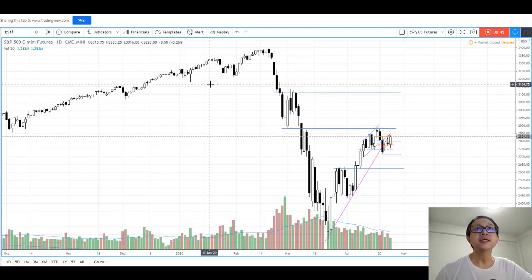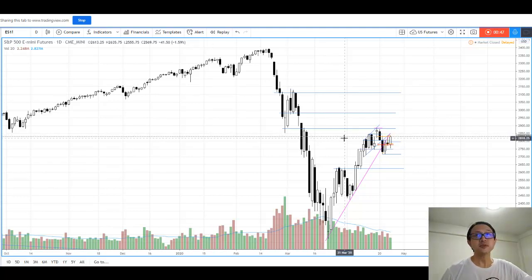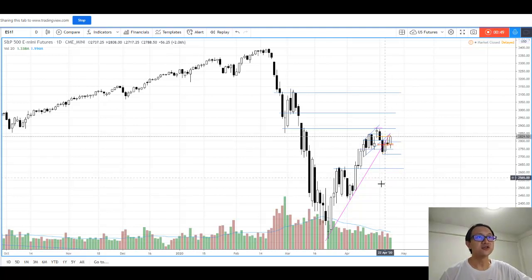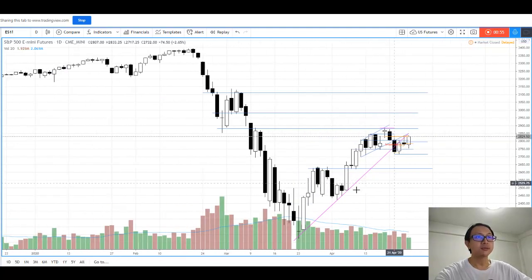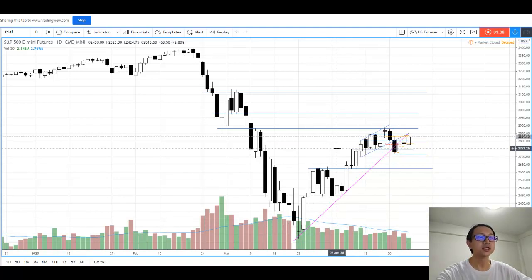As you can see in this daily chart here, we're still using the S&P 500 E-mini futures. Let's analyze this a little bit. We formed a bottom on the 23rd of March, and subsequently we formed an uptrend. But from this chart, I can see that the momentum is fading.